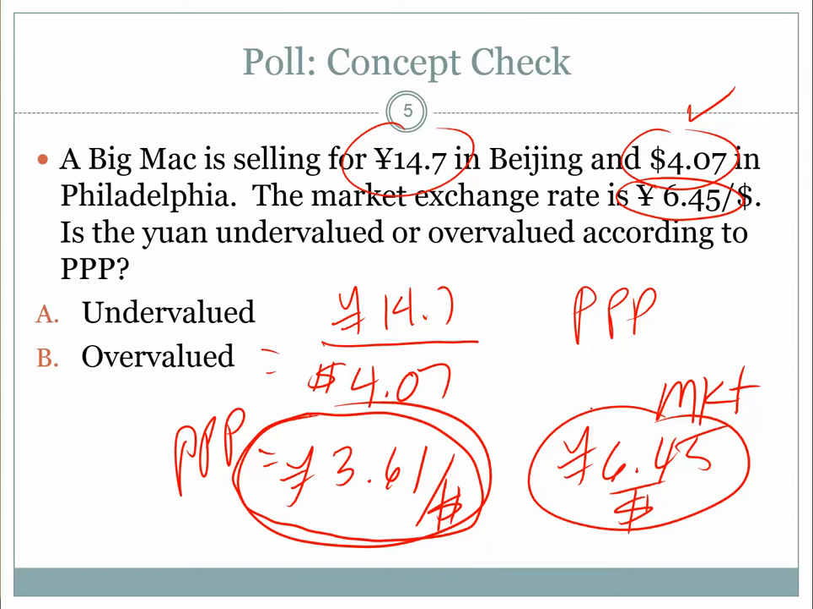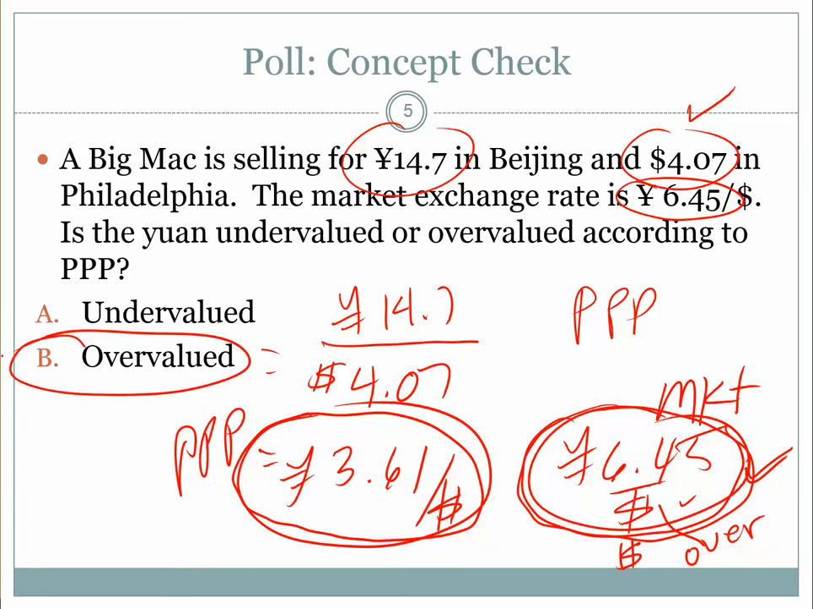So let's see what we can say about the exchange rate. Well, this exchange rate here, yuan per dollar, that's the market price of the dollar quoted in yuan. So we can say, looking at these two prices, the market value of the dollar quoted in yuan seems to be overvalued. So I'd say the dollar is overvalued. Conversely, the yuan must be undervalued.